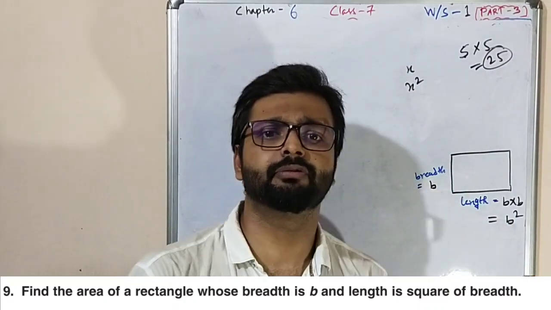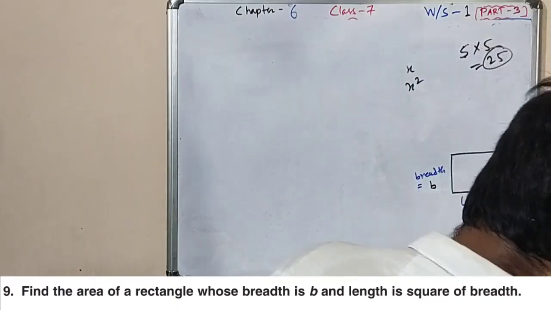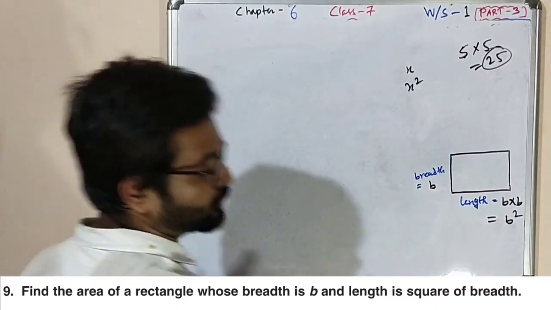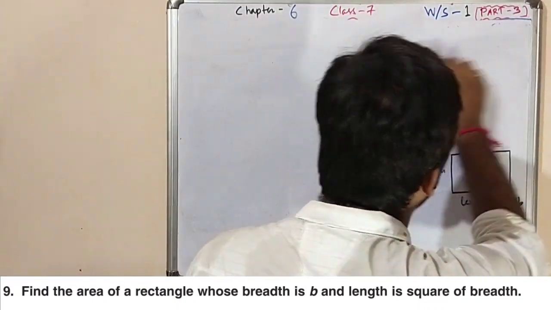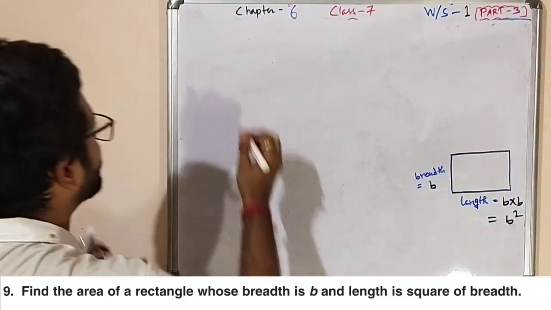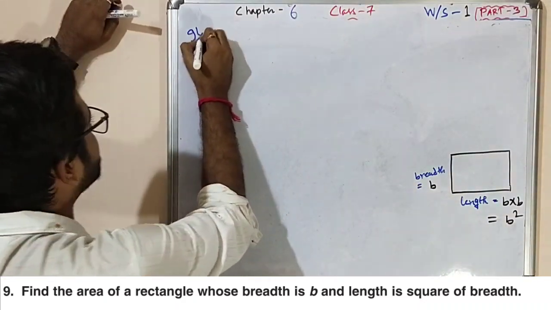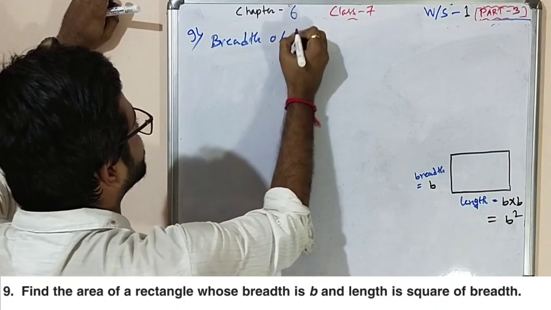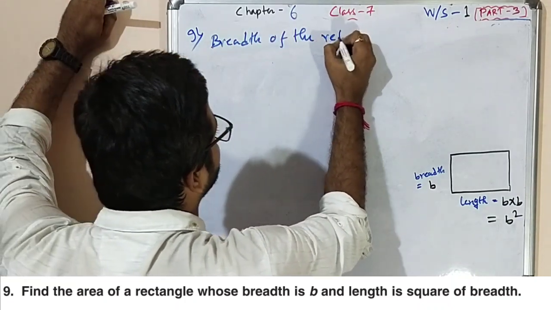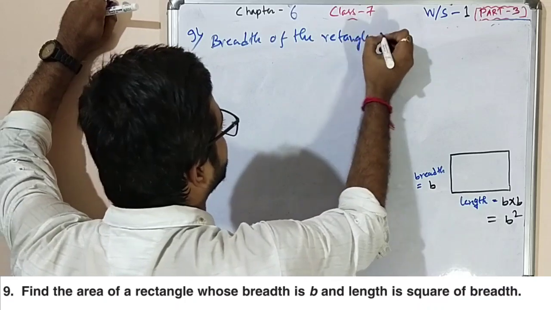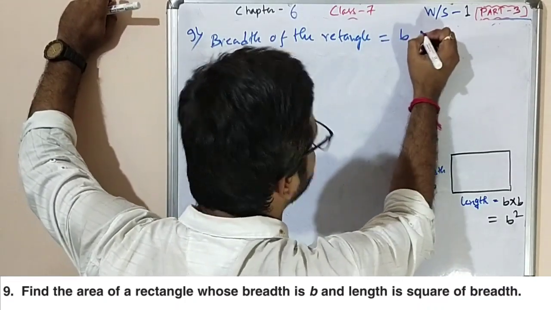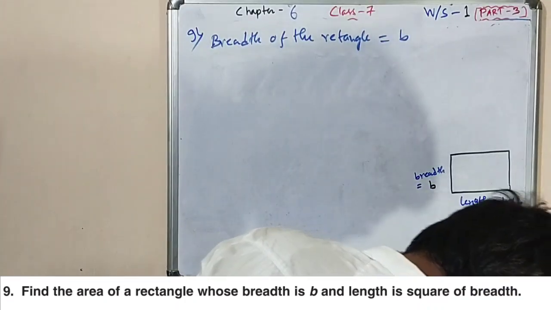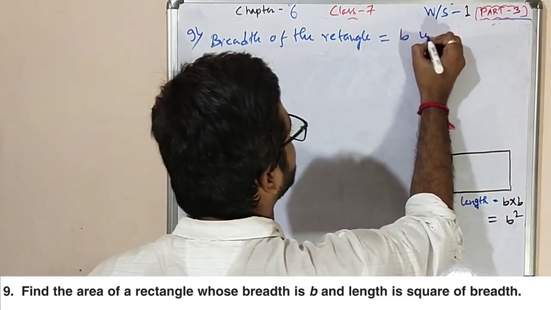This is the only difference. Okay. So now we are going to write the statement. So what has been given? That is breadth. So breadth of the rectangle, and this is the question number 9. Breadth of the rectangle equals to what given? That is b. Any unit has been given? No. So I am taking again unit.